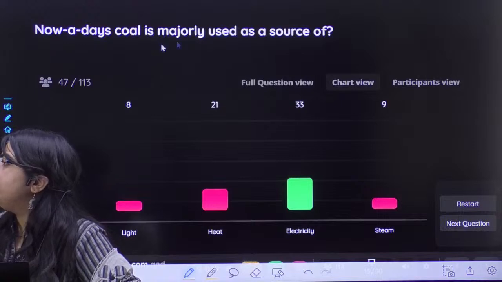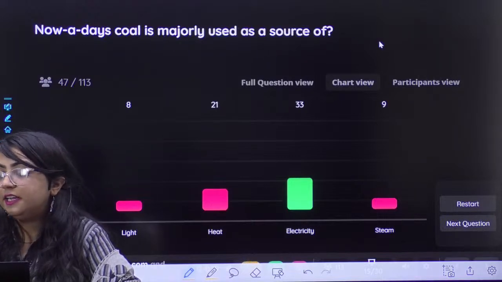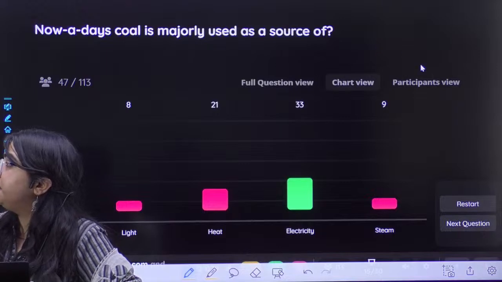Yes, coal also produces a lot of heat, so that heat is then ultimately used to produce electricity, Deepika.